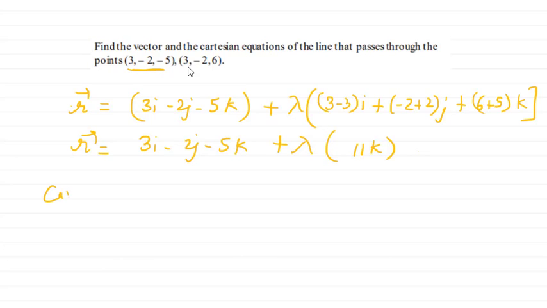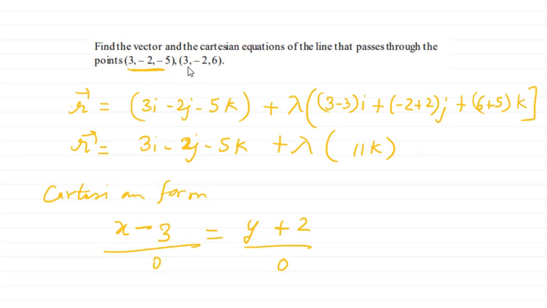And then the Cartesian form. We have already calculated this one. So the Cartesian form will be (x minus 3) divided by 0 equals (y plus 2) divided by 0 equals (z plus 5) divided by 11. So that will be the Cartesian form.